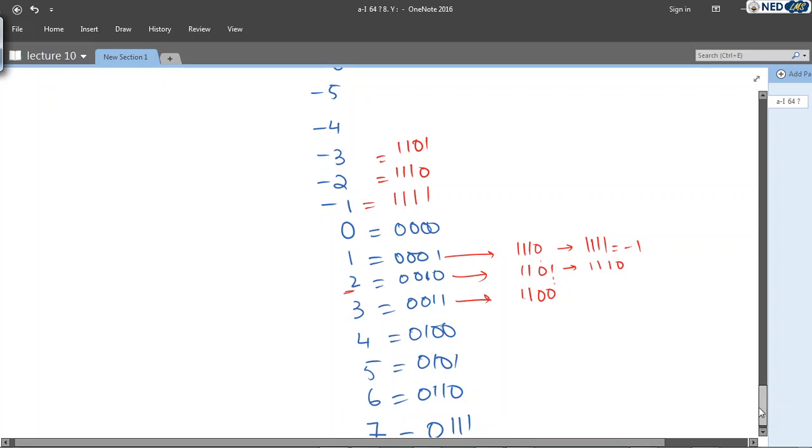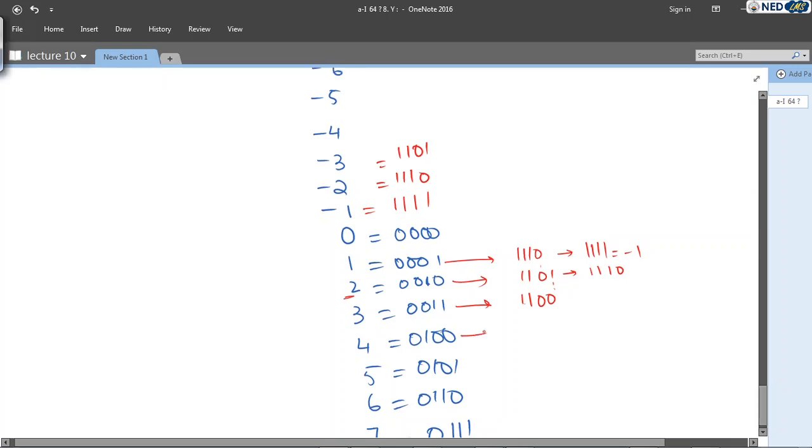So yeah, probably okay. And what about 4? Just invert all bits, so I get 1, 0, 1, 1. Add 1, and 1 is a carry over here, so I get 1, 1, 0, 0. And the next one, 5: invert all bits, so I get 1, 0, 1, 0. Add 1, I would get 1, 0, 1, 1.